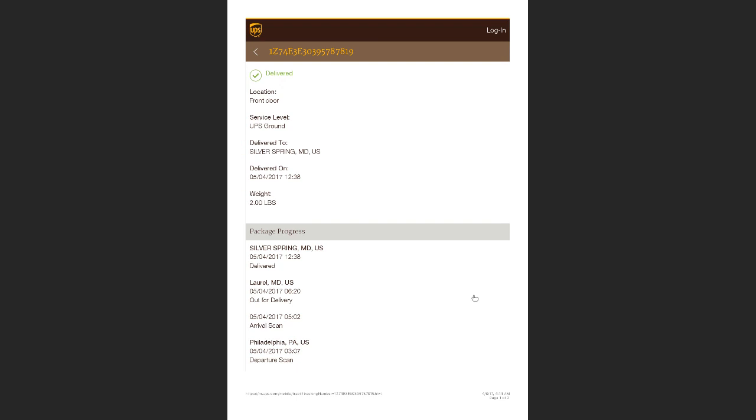There is a code up here which was provided to me as well as the person who was going to receive. They could go and track the shipment based on when the item was scanned last time. So you see it went through Philadelphia, and then Laurel, Maryland, and then ultimately Silver Spring, Maryland. It was delivered at 12:38 p.m. and it was left at the front door.